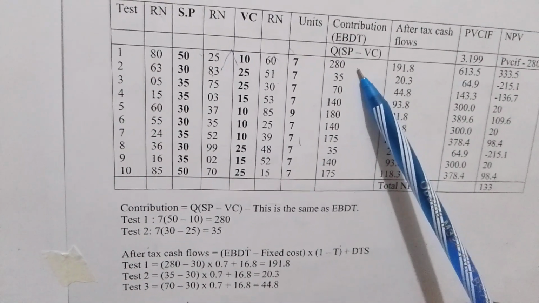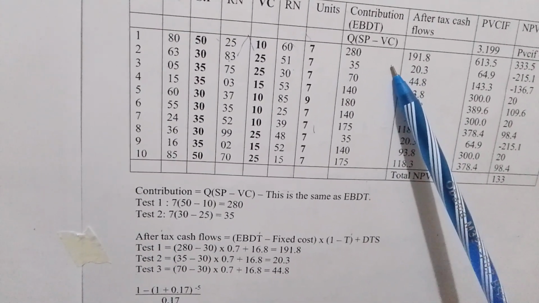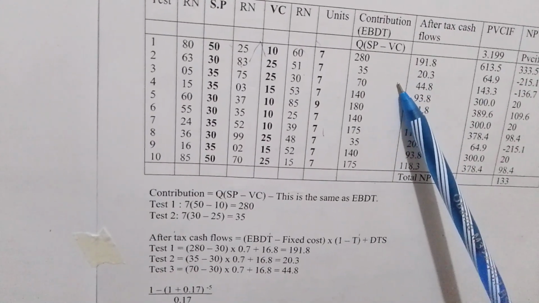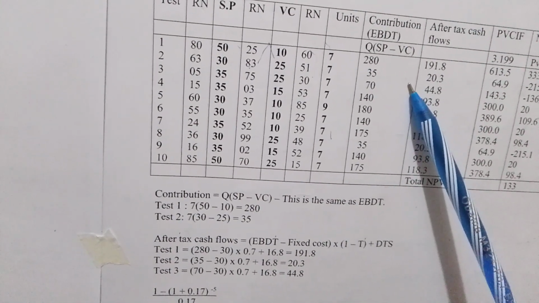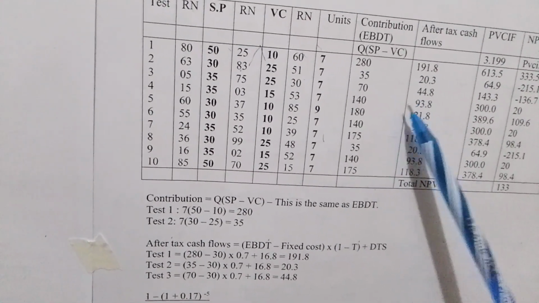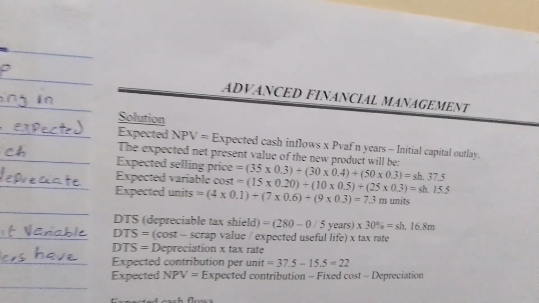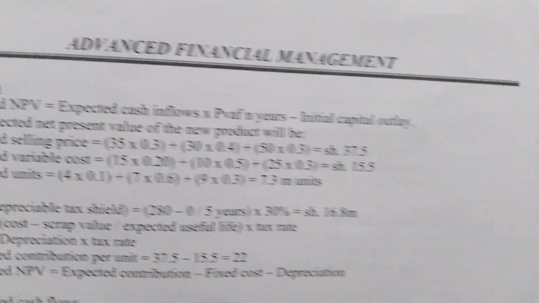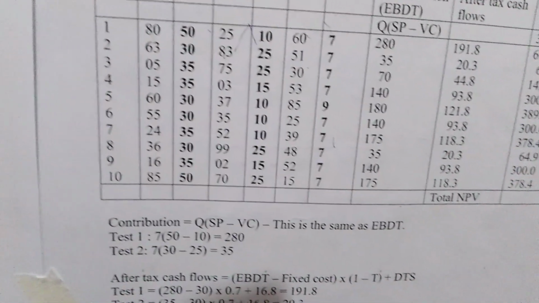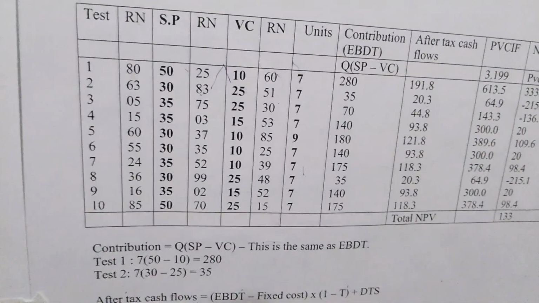So to get after-tax cash flows, you take 280, these earnings before depreciation and tax, then you less that fixed cost of 30, then you multiply by 1 minus tax. 1 minus tax, that is 1 minus that percent, which is 0.7. Then you plus DTS, the depreciable tax shield, which we got at 16.8. We got this one here. So once you do that, you get the after-tax cash flows.